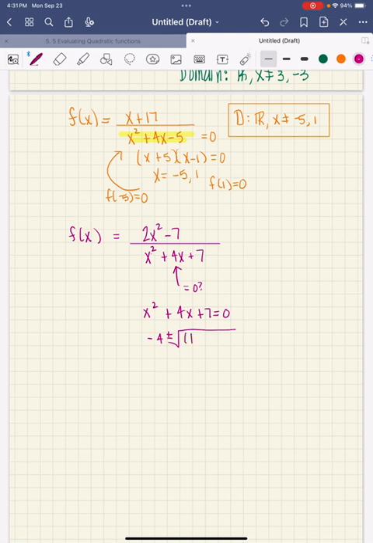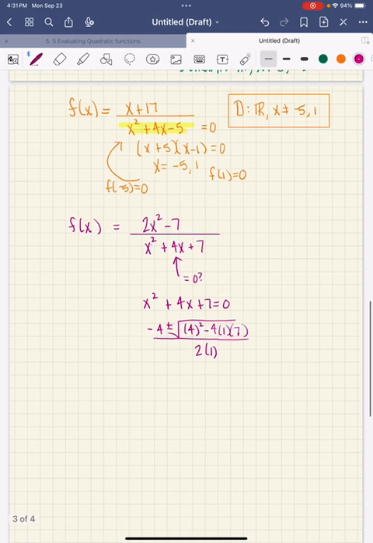That's going to be negative b plus or minus the square root of b squared minus 4ac, all over 2a. When you simplify this, you're going to get negative 4 plus or minus the square root of 16 minus 28, which is negative 12, over 2. This is imaginary.